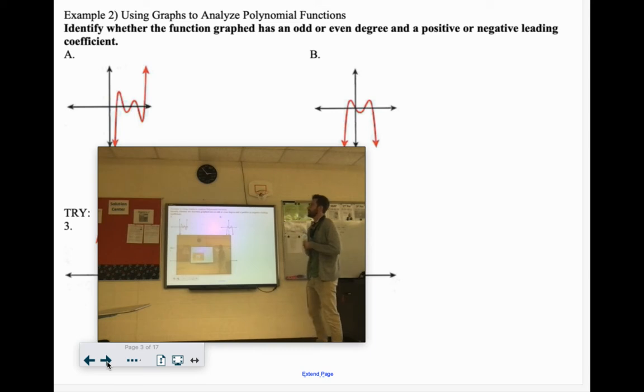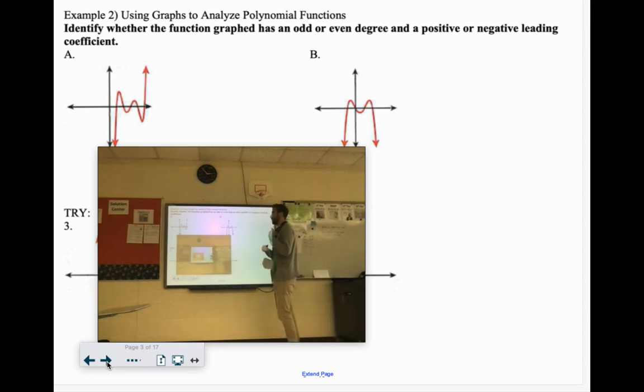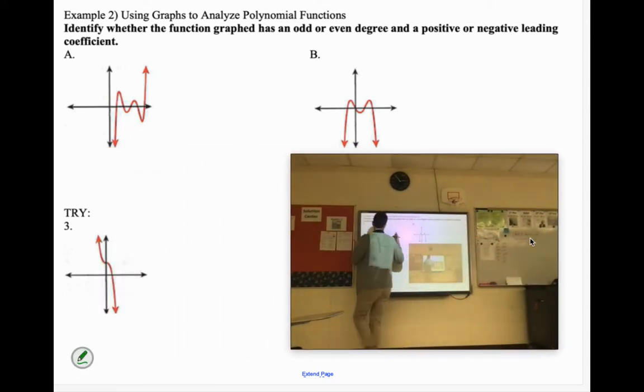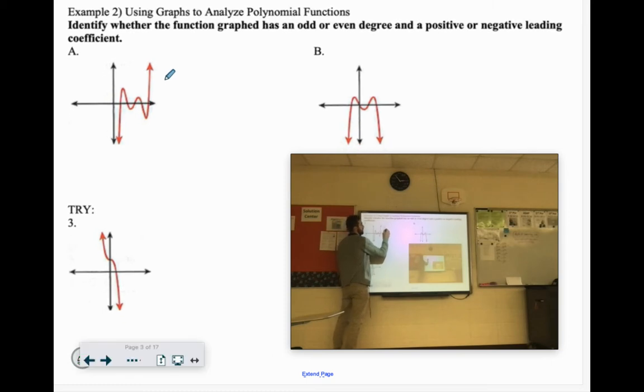Identify whether the function graph has an odd or even degree and a positive or negative lead coefficient. Okay, now, if they're going the same direction, it's even, different directions, odd. So right away, I can see that letter A is going different directions, so it's odd degrees. Now it's starting in the bottom and it's going towards the top. So that means the lead coefficient is positive. That's like the normal way that it goes.